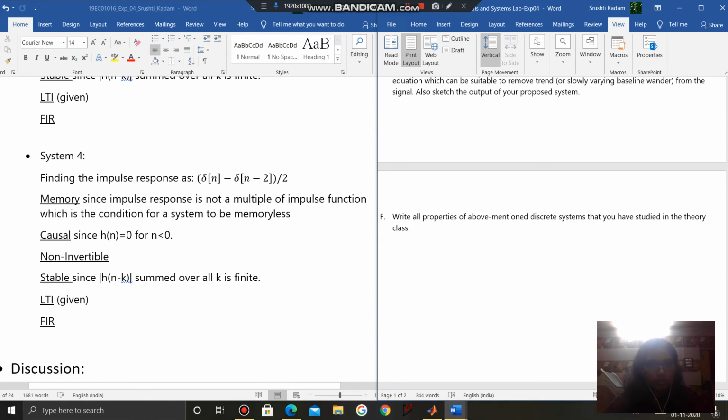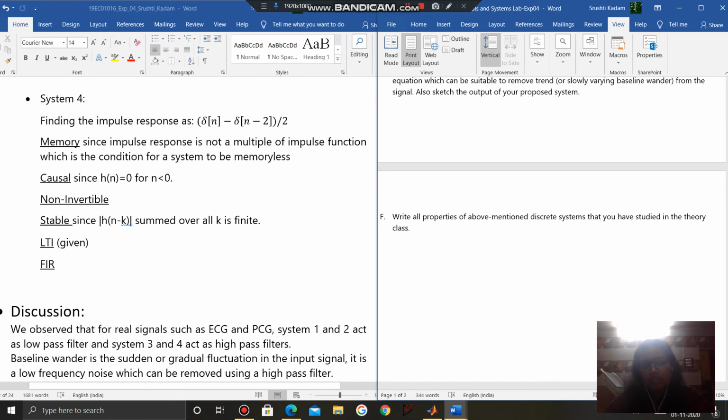system 3 and system 4. All these systems are actually with memory, causal, non-invertible, stable, LTI and FIR.